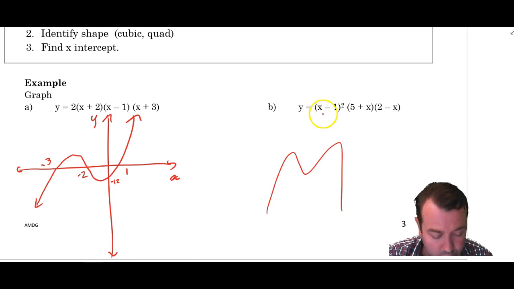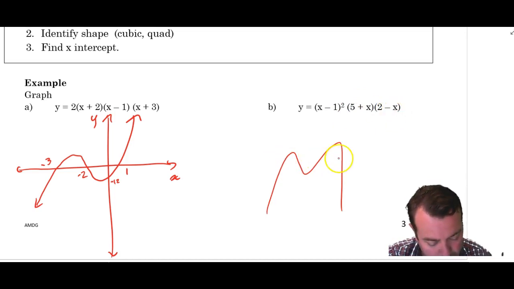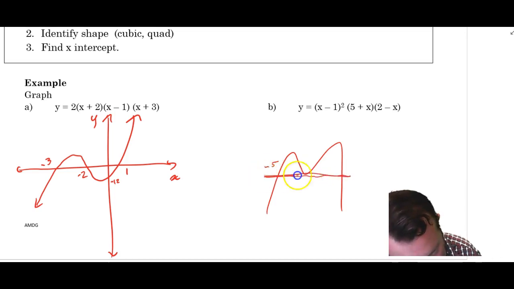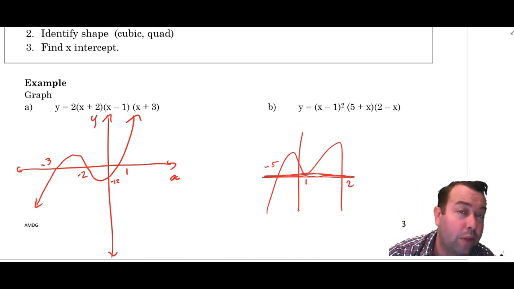Now my zeros are going to occur at 1, right? I've got a double root at 1, at negative 5, and at 2. 1, negative 5, and 2. So this is going to be my double root here. So it's going to be my negative 5. So it's going to look like this, roughly like this, okay? Negative 5, 1, and 2 with the axis. Something like that.